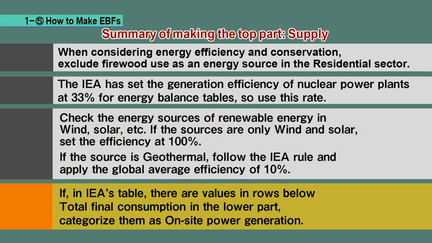If the IEA table contains values in rows below total final consumption in the lower part, categorize them as on-site power generation. Attention is necessary to these points in making the supply part of an EBF. I will explain this in more detail in the demonstration section.